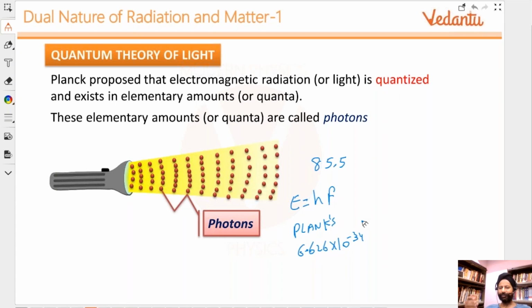Each photon has this much tiny amount of energy, and frequency is the frequency of light that you're talking about. You're talking about red light. Which red light? Each wavelength is one color, each frequency is one color. So plug in that frequency here, and that is the energy that you're getting for one photon. Light is a collection of all these, right?